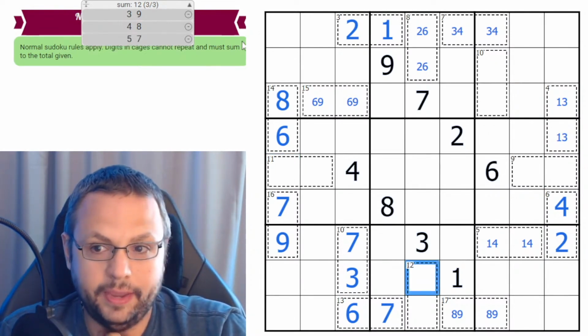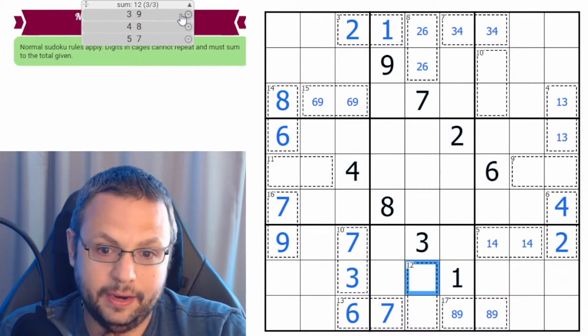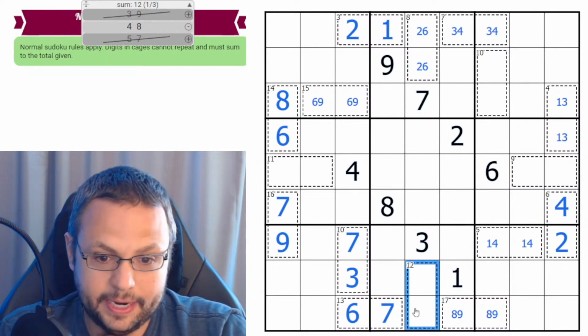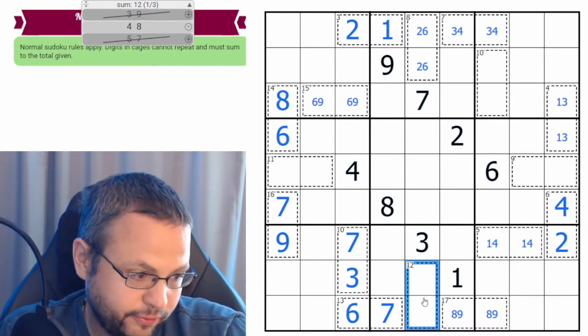What about the 12 cage? Well, it's not a 3, 9, and it's not a 5, 7. I see. I was supposed to look at this one immediately, and I just refused. So this is a 4, 8.